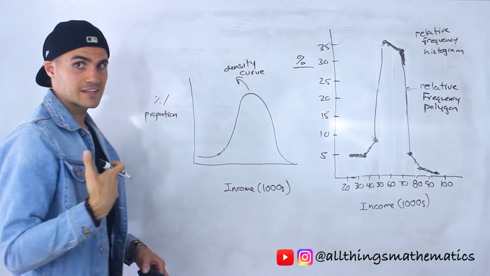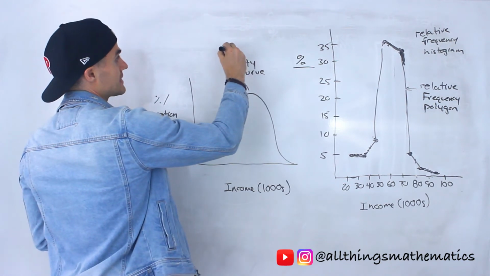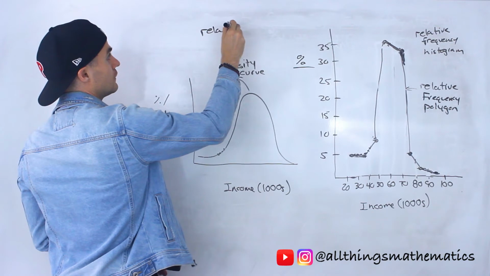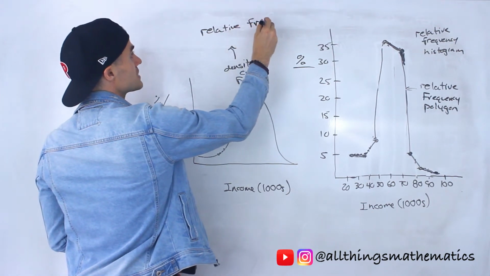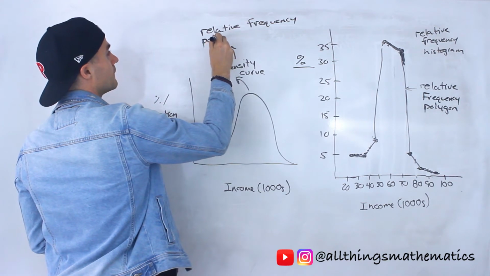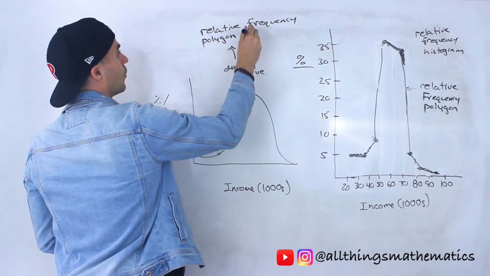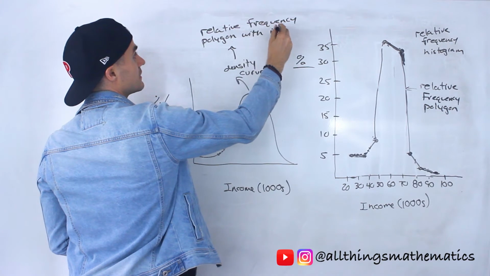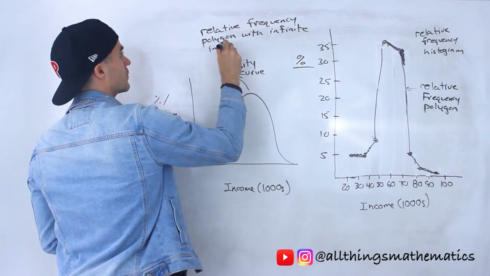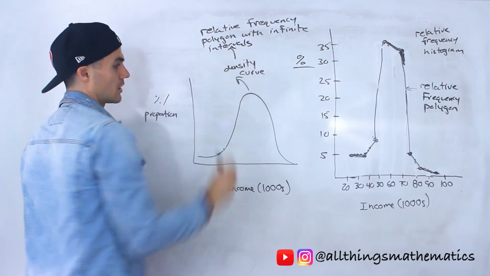So the way that I like to think of a density curve, it's basically a relative frequency polygon with infinite intervals, or with a very large number of intervals.